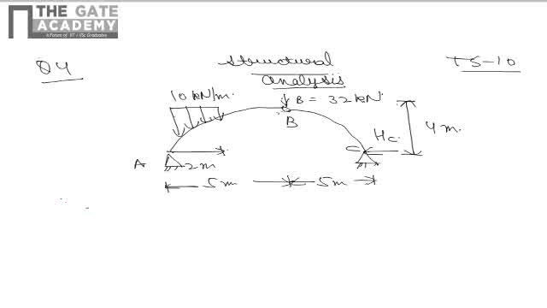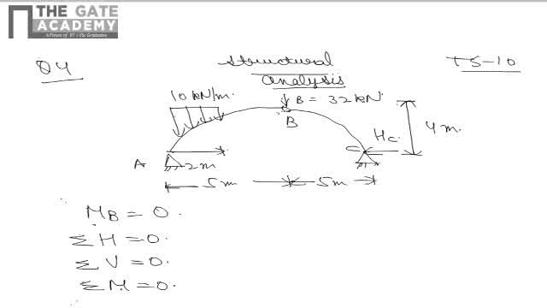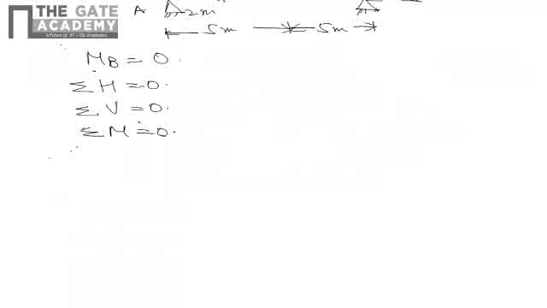we have one additional equation that MB is equal to 0. So this is an additional equation. One equation is summation of horizontal force is equal to 0, next is summation of vertical force is equal to 0, and third one is summation of moments is equal to 0 about point A, point C, whatever we want to take. Now let us apply summation MA equal to 0 and get value of VC.